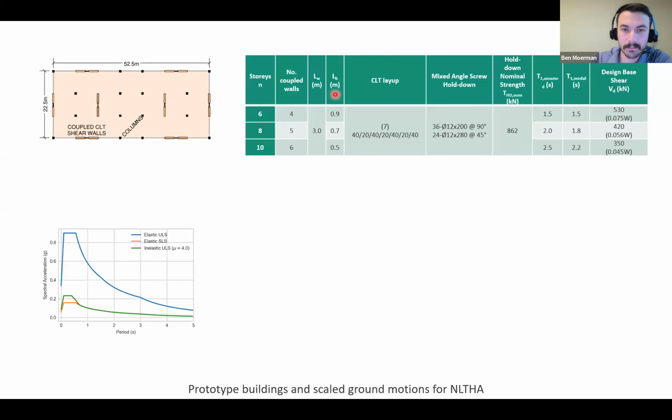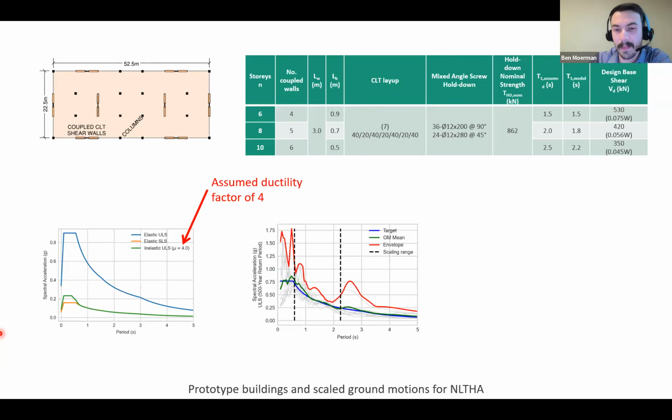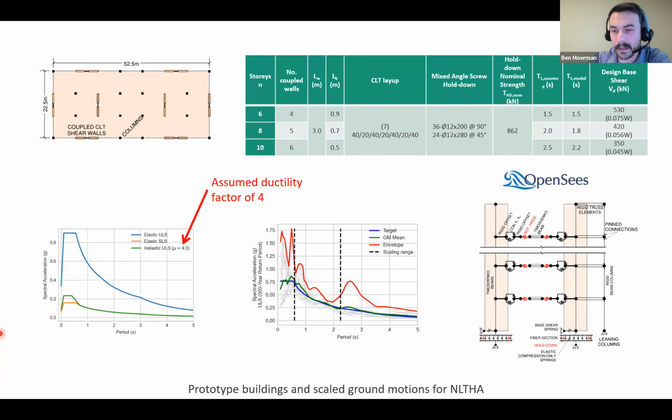So for the 6, 8, and the 10-story building, we used a 7-ply wall. For the hold downs, we had 12mm screws, a total of about 60 of them. Assumed a ductility factor of 4, and that's what we were going to try and verify after the fact. Picked our ground motions, scaled them, and used our OpenSees model from earlier that was calibrated.